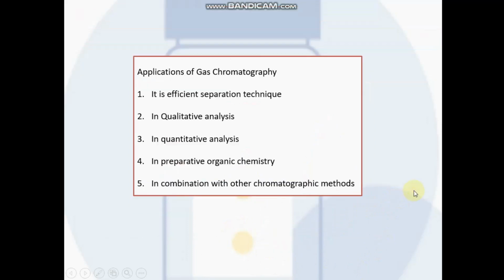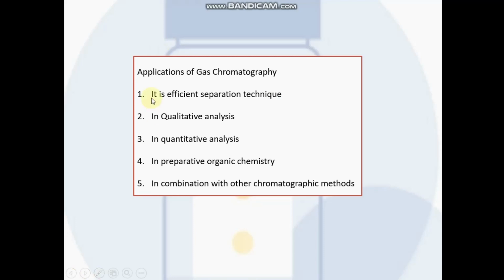Then next, applications of gas chromatography. First one, it is an efficient separation technique. That is, gas chromatography is used to bring about the separation of components in complex organic, organometallic and biochemical systems. As the components are separated as vapors, each separated component can be collected from the exit end of the column and condensed to yield the pure component.